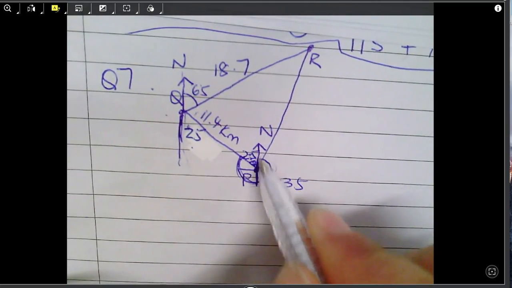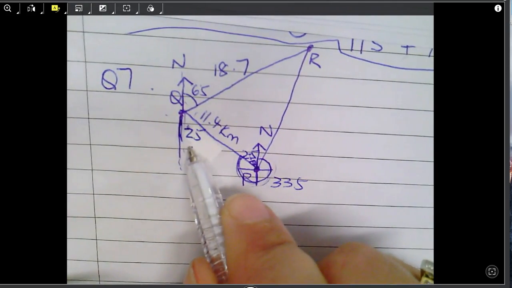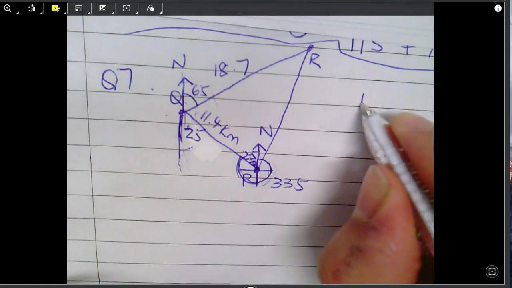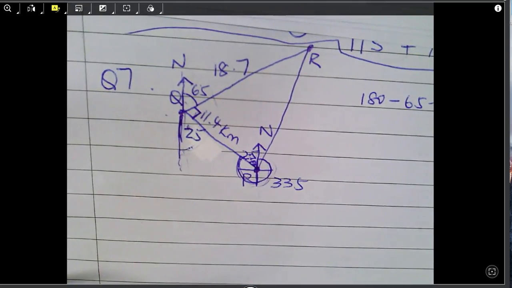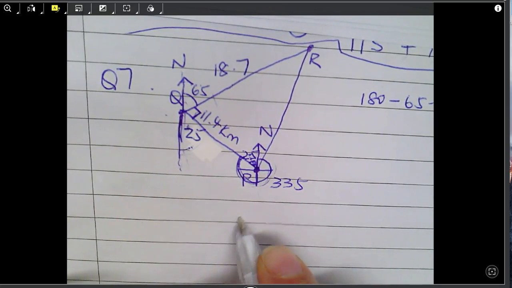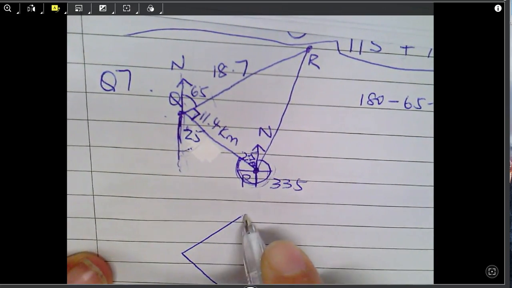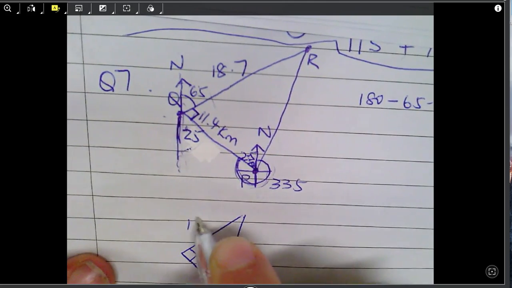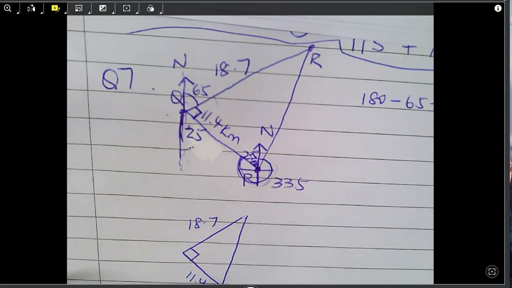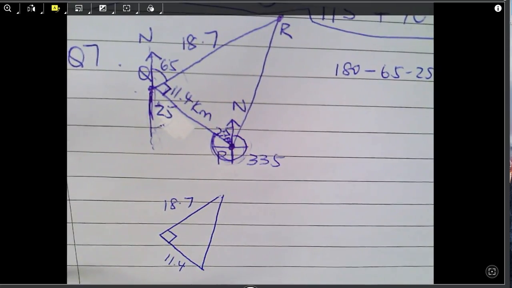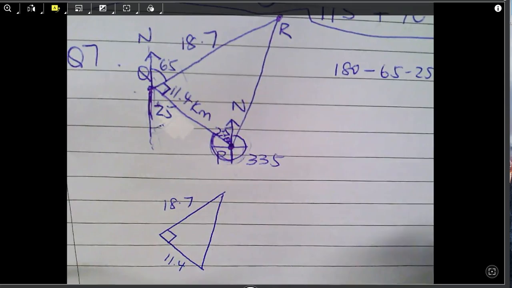So we say this is 25. Let's go alternate angles. This must be 25 down here. I've definitely got a straight line here. And 180 minus 65 minus 25 is 90 degrees. So this angle here is a right angle. And now, girls, I can draw the right angle triangle separately down here if I want. I've got a right angle, I've got 18.7, and I've got 11.4. And now you can use trigonometry in that triangle to find any angle.